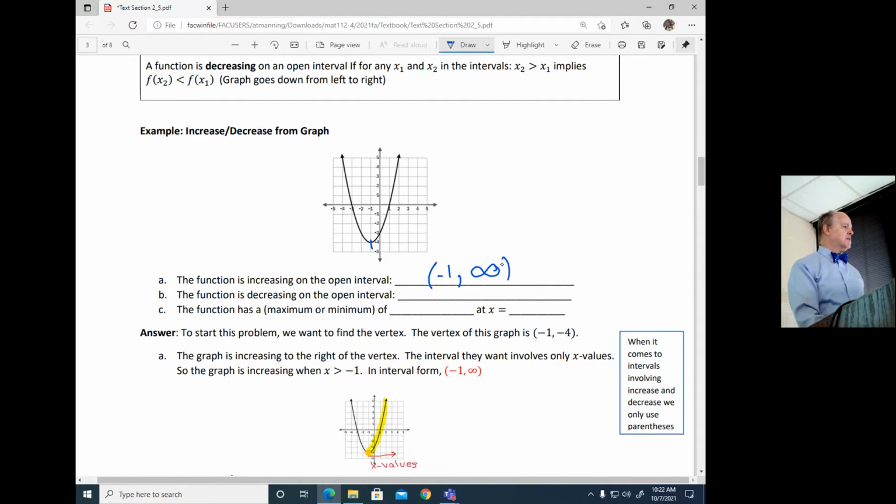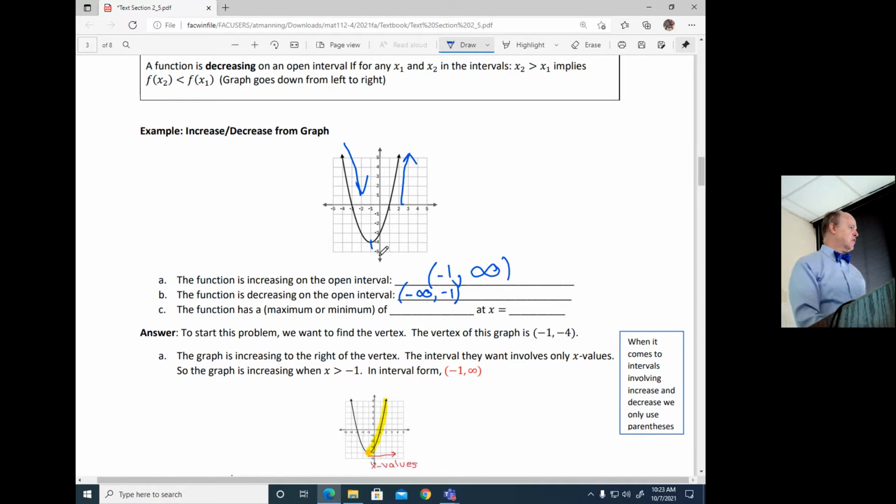And of course, you never get to positive infinity, so you never make that a square bracket, because it's impossible ever to get there. Decreasing, of course, all the way out to negative infinity, not quite to negative 1. Here's the decreasing part, coming down, going up, all around that line of symmetry.